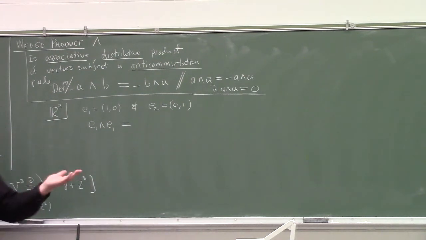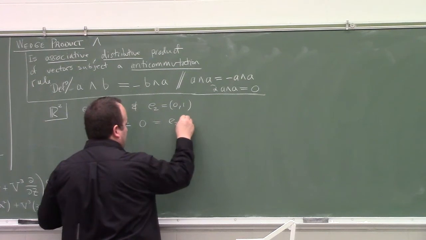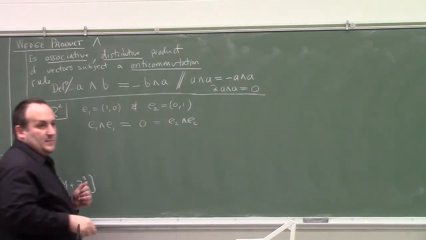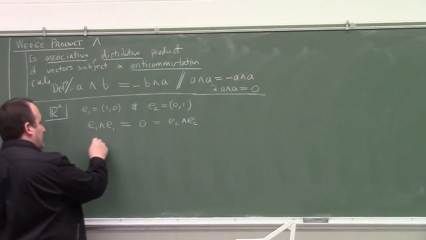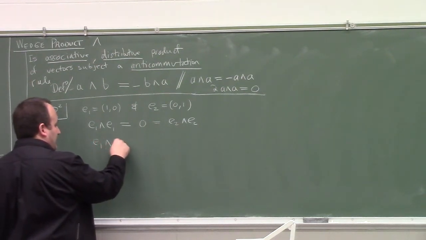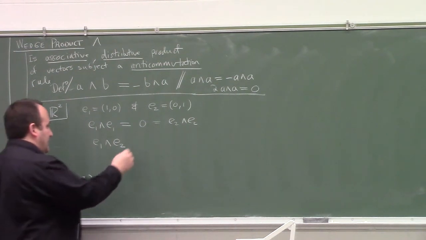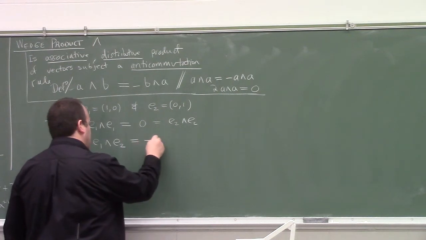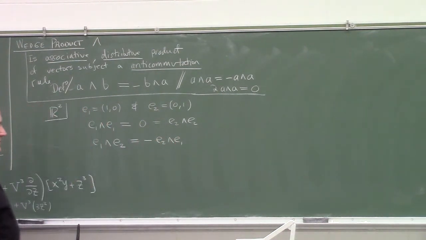So E1 wedge E1 is what? 0. And what about E2 wedge E2? Same song and dance, right? So what else do you have? You can do E1 wedge E2, right? That doesn't have to be 0, and in fact, that is not 0, essentially by construction. It is equal to minus E2 wedge E1. Okay, great. That's kind of about all you can do.